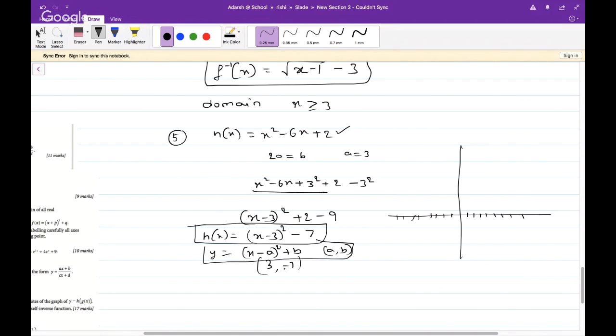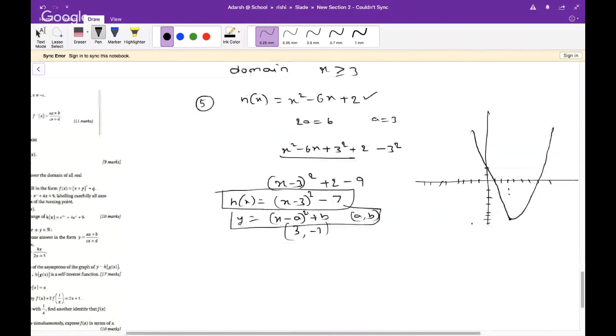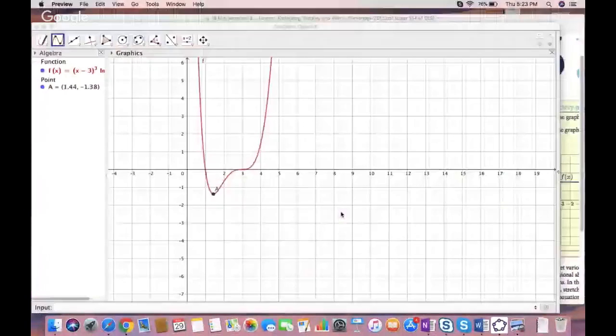Now we have the vertex as 3 comma minus 7, so 3 and minus 7, which will be somewhere down. So somewhere down is the vertex. Next, when x is 0, y is 2. So the curve will go and meet something like this. So this is how the curve looks. So these are the first 5 questions. We'll carry on in the next video.